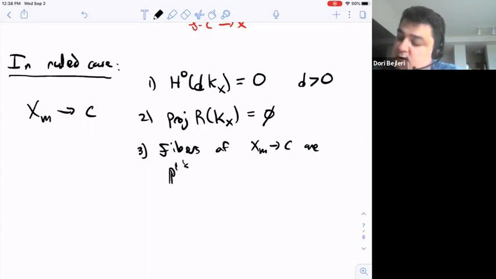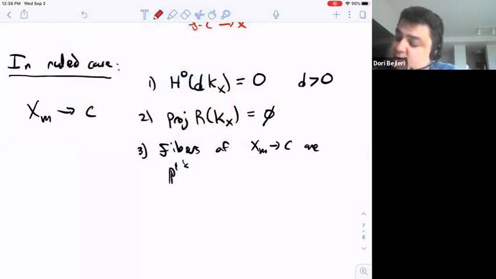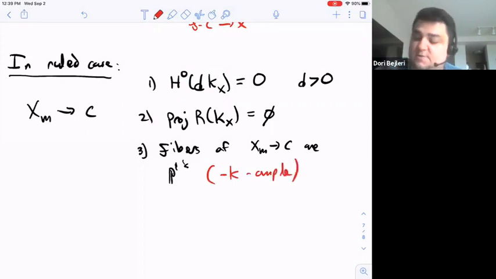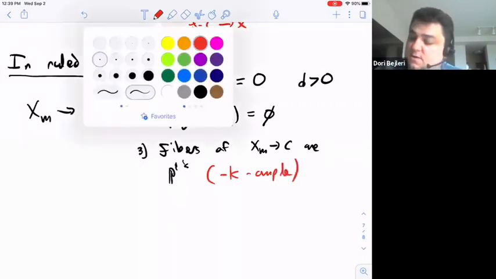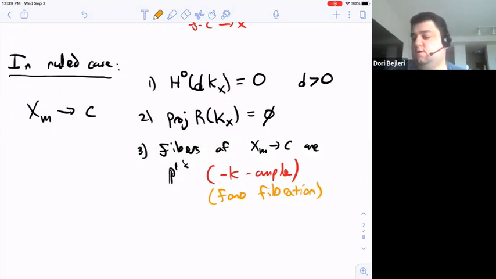And in particular, they have anti-ample canonical. So this is this Fano case that we talked about briefly before, i.e. this map XM to C we'll call a Fano fibration. Some fibration onto a lower dimensional variety where the fibers satisfy this Fano condition that minus the canonical is ample.